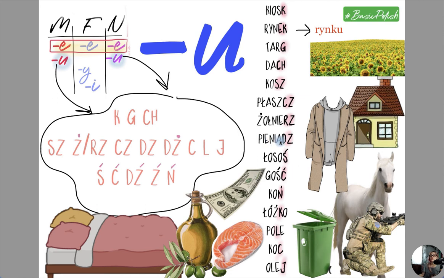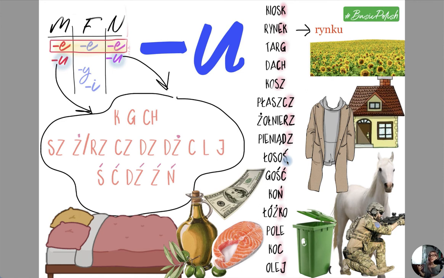Pieniądz is money. Money in Polish is singular and plural, and we've got a plural version of this word. So pieniądz is singular, as in one coin or one note of some kind of currency. Pieniądz, pieniądzu.